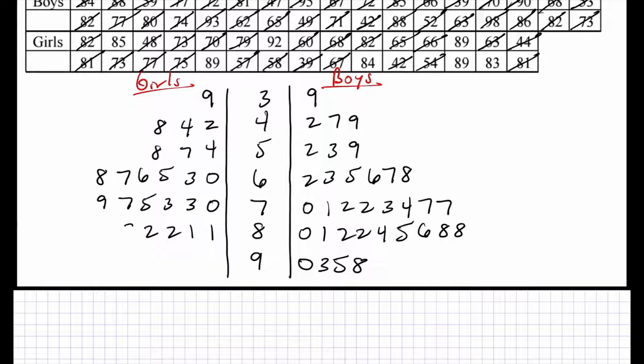83, there's 1 83. 84. 85. 2 89s. 3 89s. 1, 2, 3. Yep. And then the last one, there's only one. It's a 92.